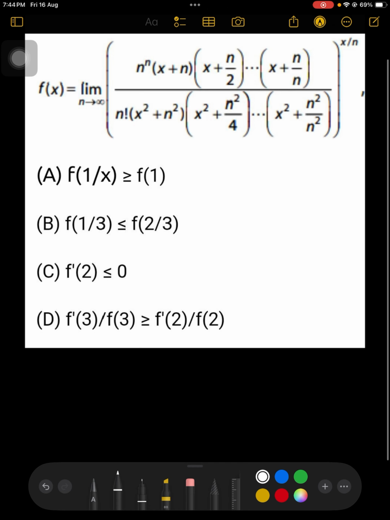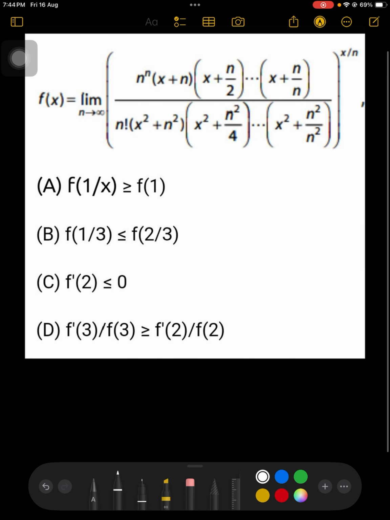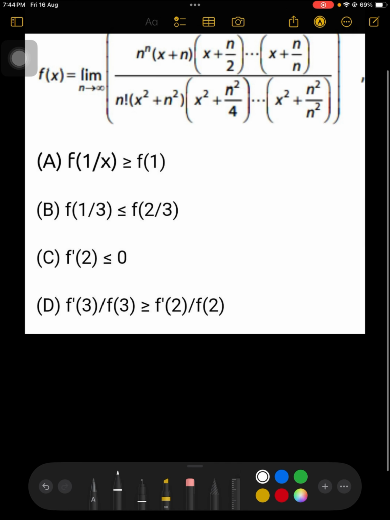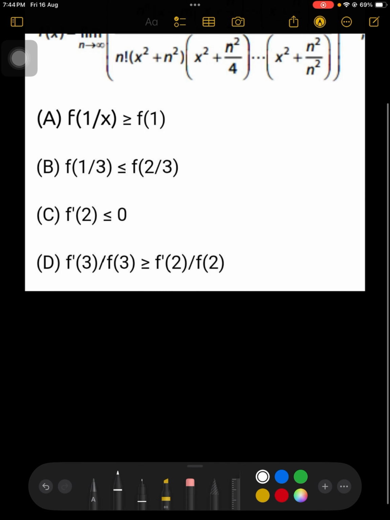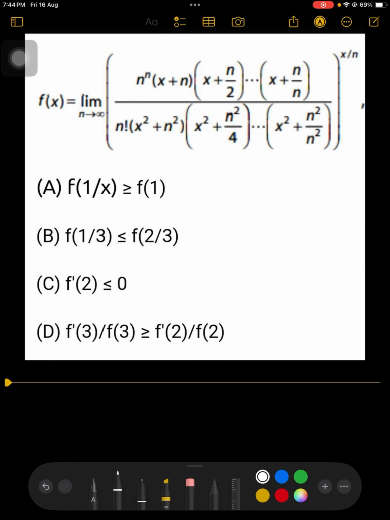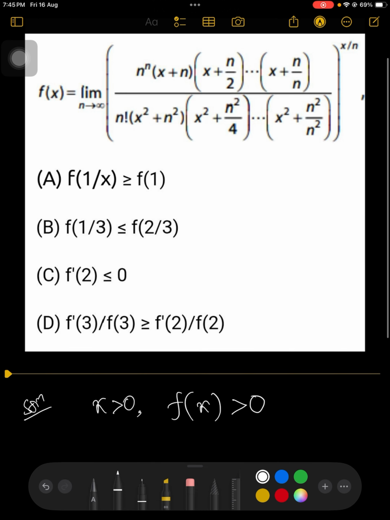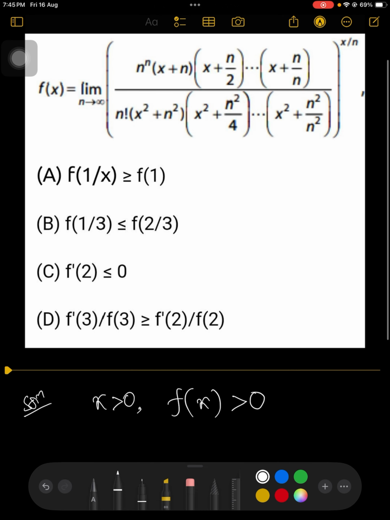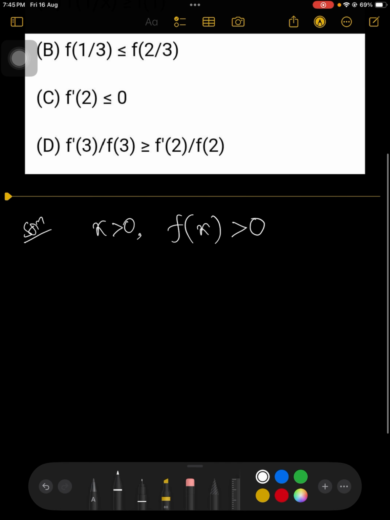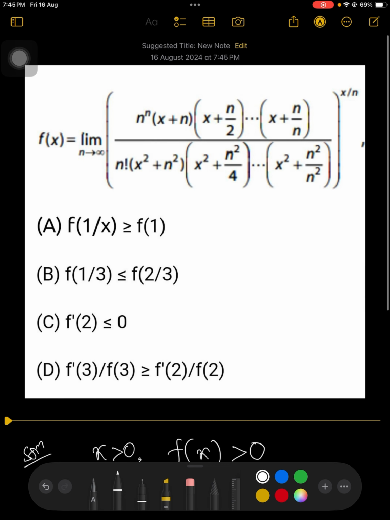So clearly the given question is like an exponential function, and they mention that x is greater than 0. So you can observe clearly that wherever x is greater than 0, f of x is always greater than 0. That is the first point to be noted, because this is an exponential function with whole power x. So whenever x is greater than 0, f of x is greater than 0. That is one important point.